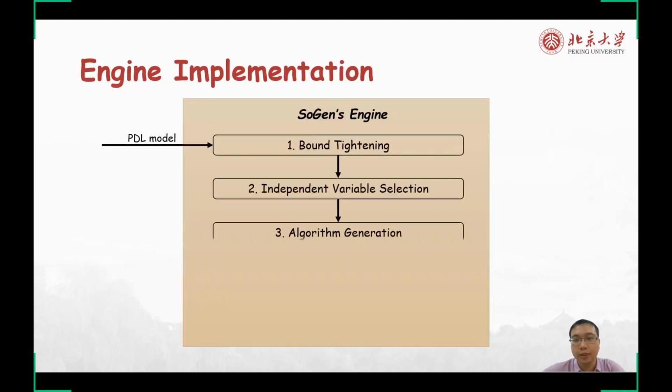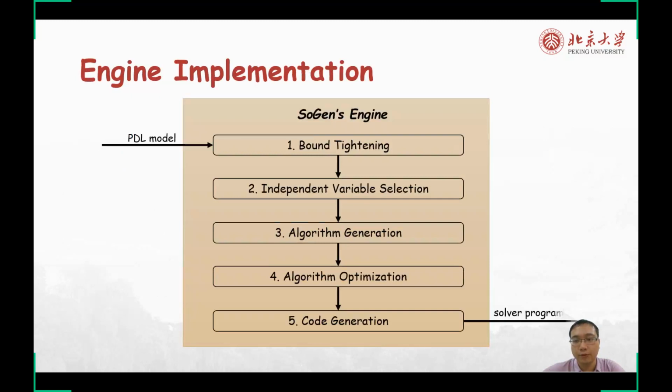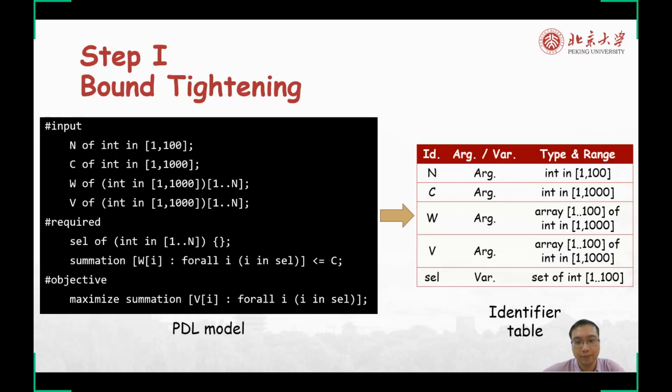Given a PDL model, SoGen's engine first analyzes the model to build an identifier table, then decides the independent variables and generates a basic search algorithm. The algorithm will be optimized by branch pruning or dynamic programming if possible. Finally, the engine implements the code according to the algorithm and returns it back to the user. Steps 1 to 4 automate algorithm synthesis, and Step 5 automates algorithm implementation.